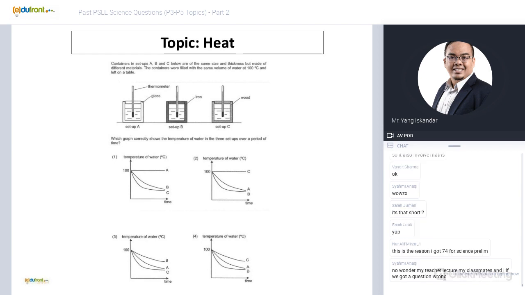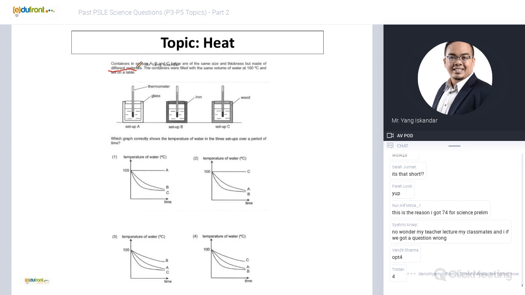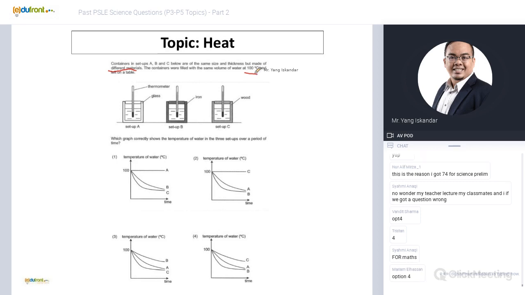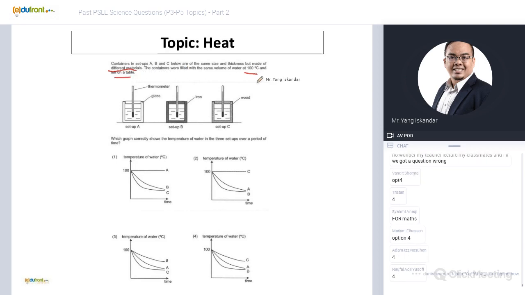Okay, containers in setup A, B, and C are of the same size and thickness, but made of different materials. So this is an experiment question, and you can see here, the changed variable is different material, right? And everything else remains the same. And the containers are filled with the same volume of water at 100 degrees Celsius and left on the table.